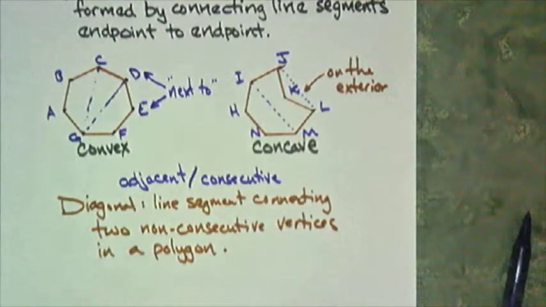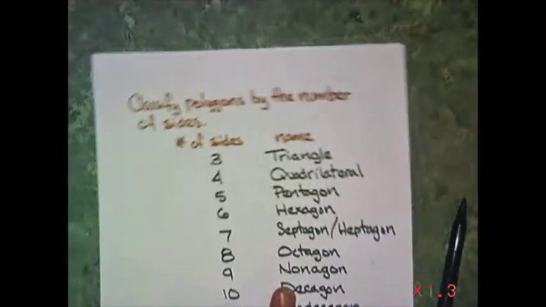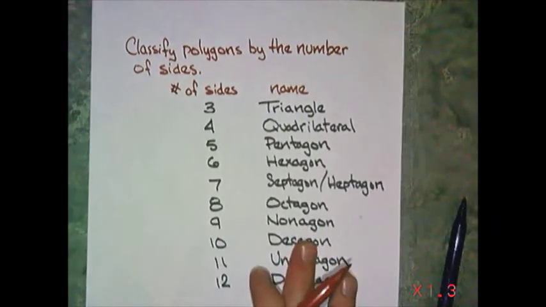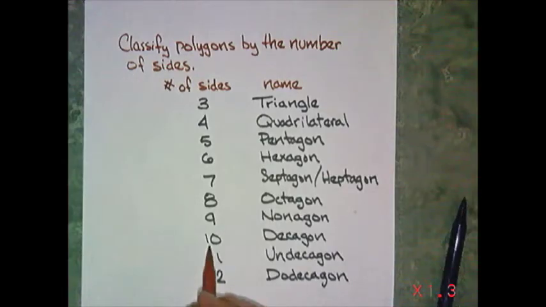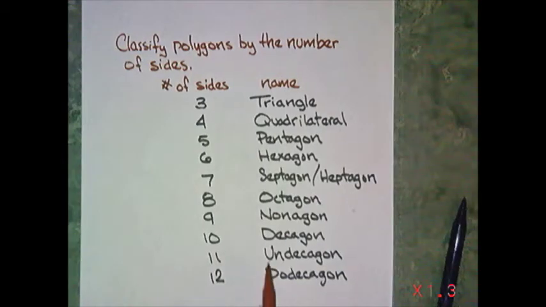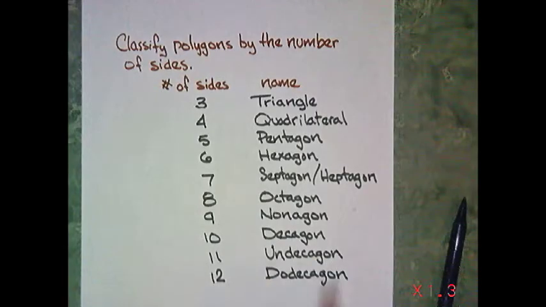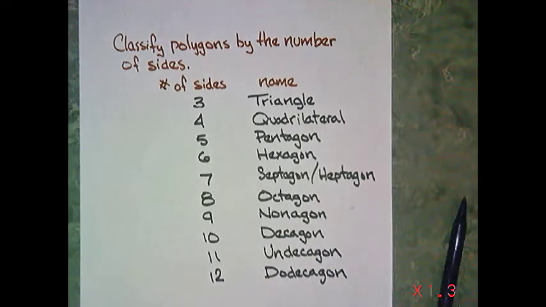We can also classify our polygons by the number of sides. You've already been doing this. You know that if it has 3 sides, it's called a triangle. 4 sides, a quadrilateral, 5 is a pentagon, 6 is a hexagon, 7, wait, there are 2 names, a septagon and a heptagon. 8 is an octagon, 9 is a nonagon, 10 is a decagon. Then, bonus, 11 is called an undecagon or an undecadon. Okay, 12 is dodecagon, and that's as far as I'm going to require you to memorize.